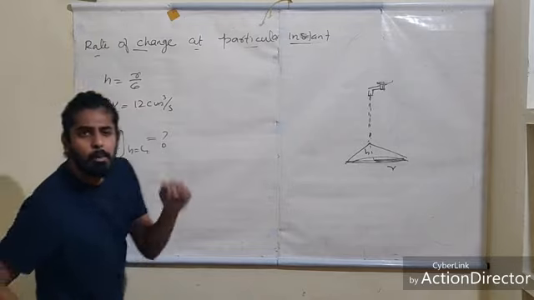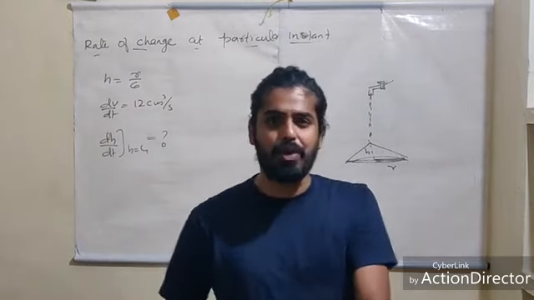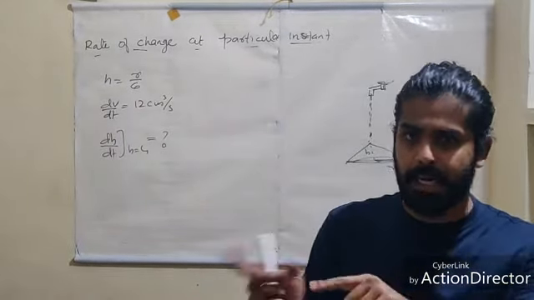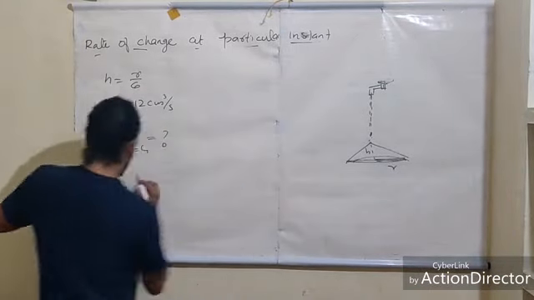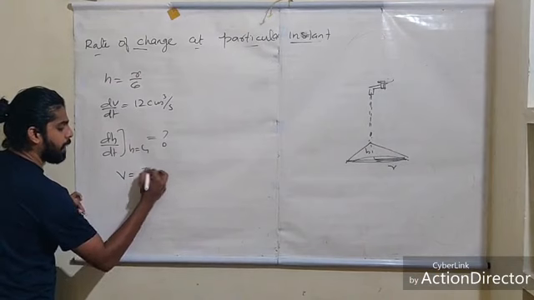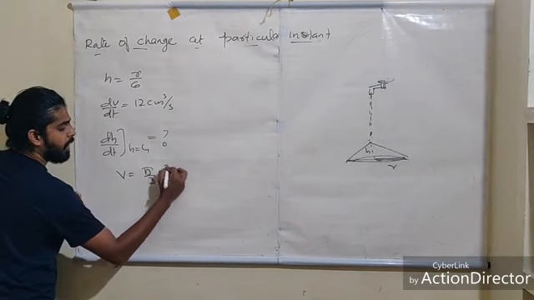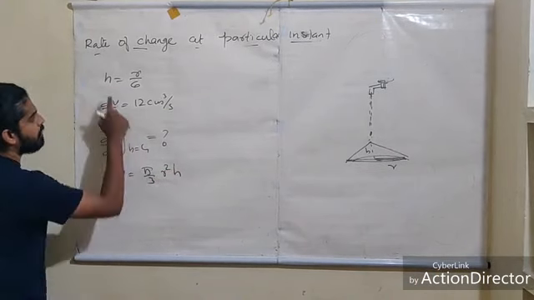The volume of the cone is 1/3 pi r square h. So the volume depends on radius and height. You are provided this connection. Now the volume is pi by 3, meaning 1/3 pi r square into h. Here we can use this connection.